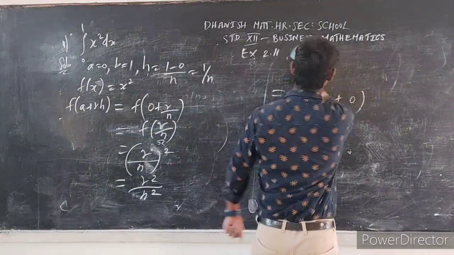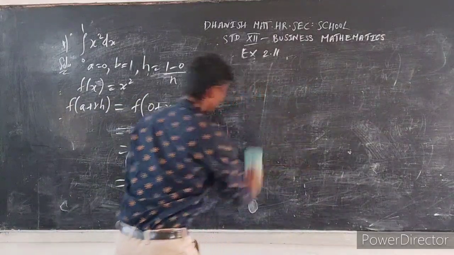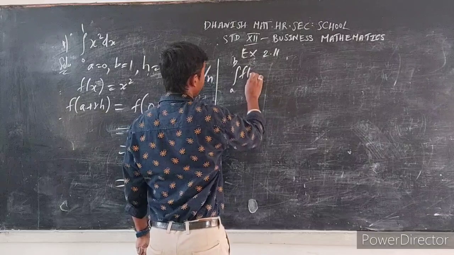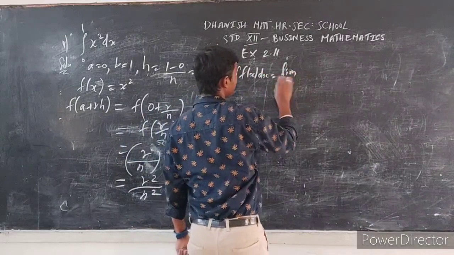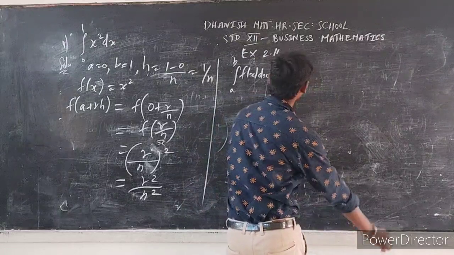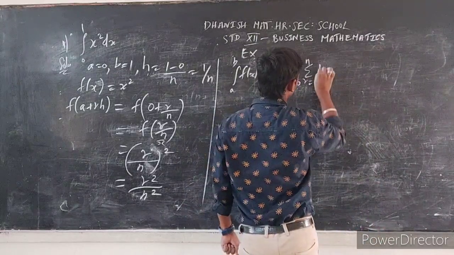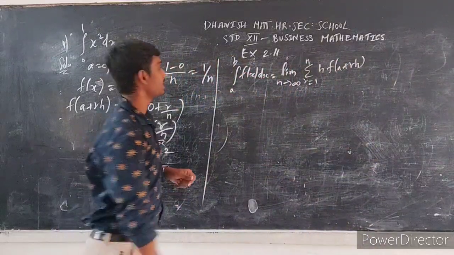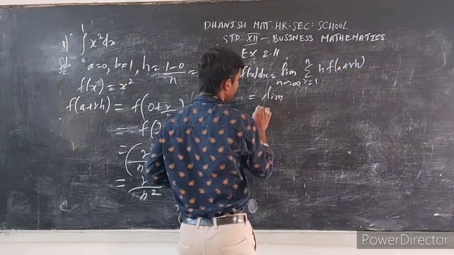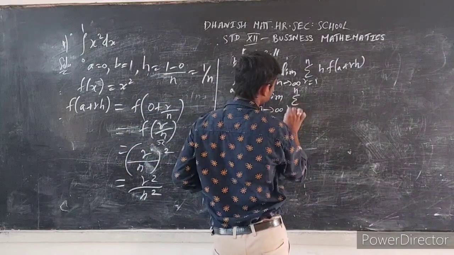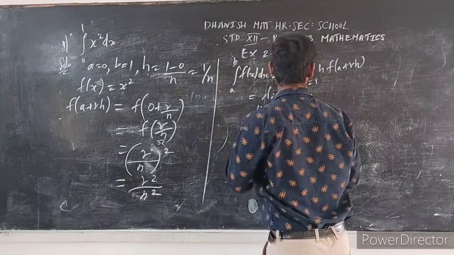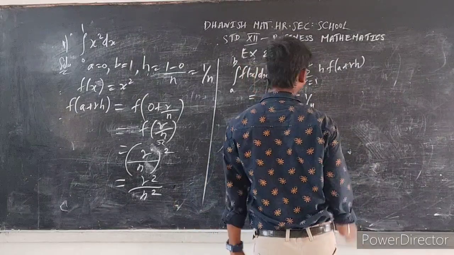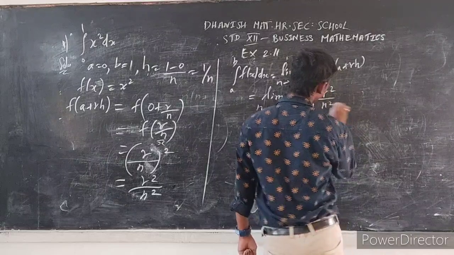Let's try to substitute into the formula. What's the formula here? The integral of a to b, f of x dx equals limit n tends to infinity, summation r equal to 1 to n, h into f of a plus rh. So here, what is the h value? That is 1 by n, f of a plus rh. So what value have I found here? r square divided by n square.